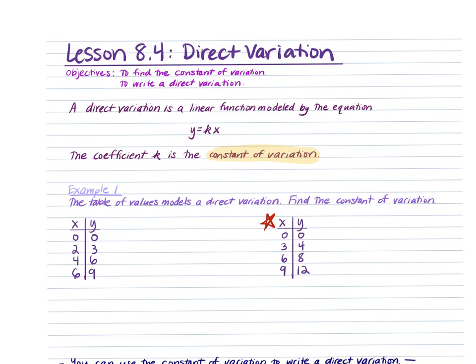Okay, this is lesson 8.4 for PreAlgC, direct variation. The objectives of this lesson are to find the constant of variation and to write a direct variation.